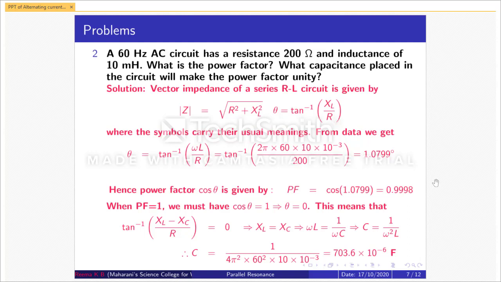When the power factor is equal to 1, we must have cos theta = 1, which implies theta = 0. This means that tan inverse of (XL - XC)/R is equal to 0, which implies XL = XC, that is ωL = 1/(ωC). Therefore, C = 1/(ω² L). Substituting for C, we get C = 703.6 microfarad.